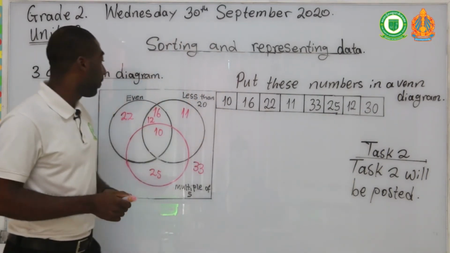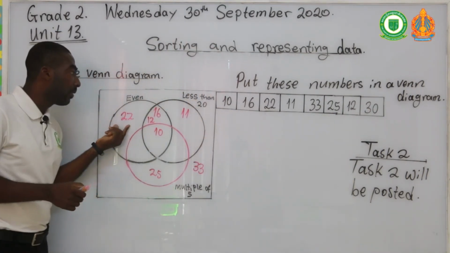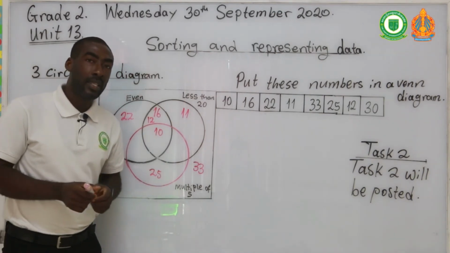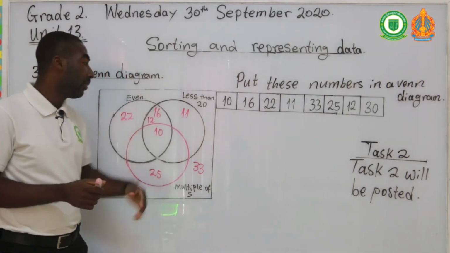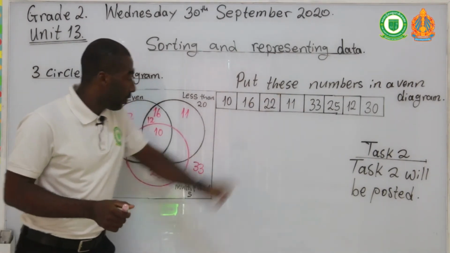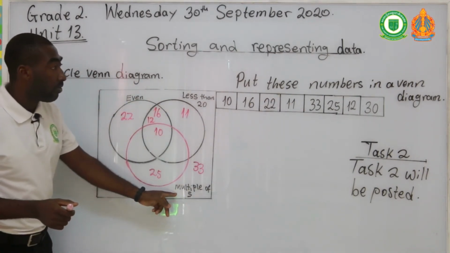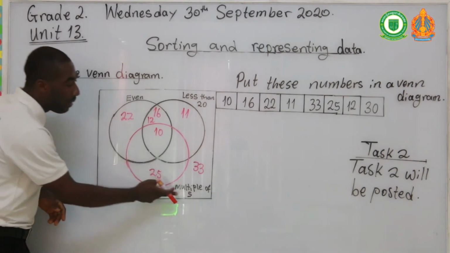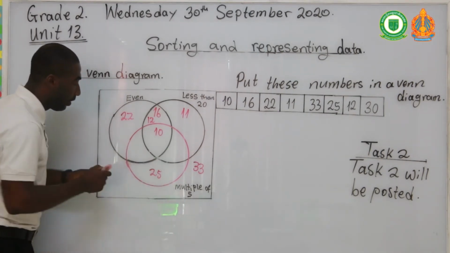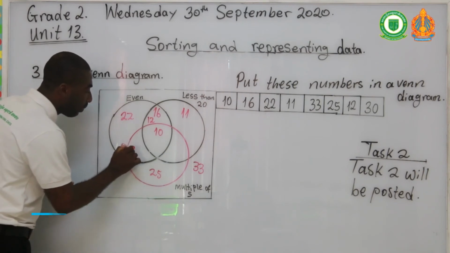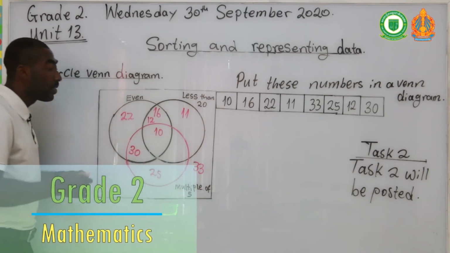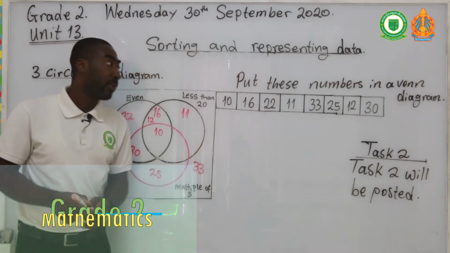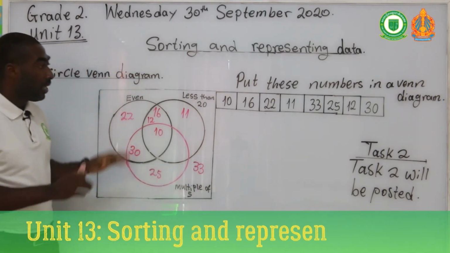30, okay, so 30 is an even number. It's not less than 20, it is more than 20. 30 is also a multiple of 5. That means 30 is even and a multiple of 5. So it has to be in the middle of these two circles. It has to be in the middle of even and that of multiples of 5.